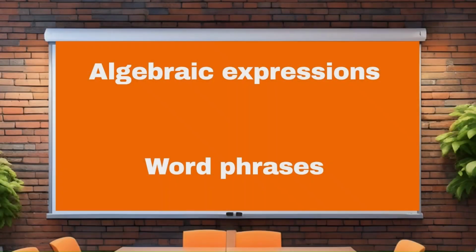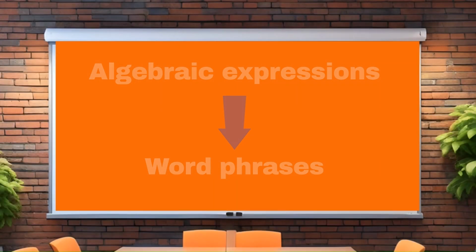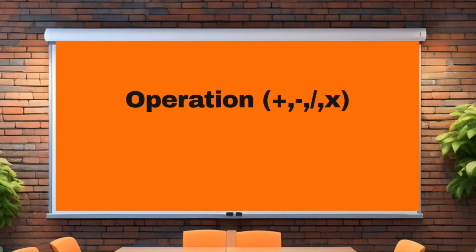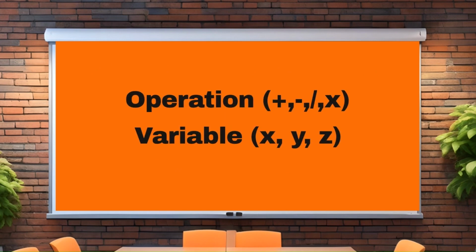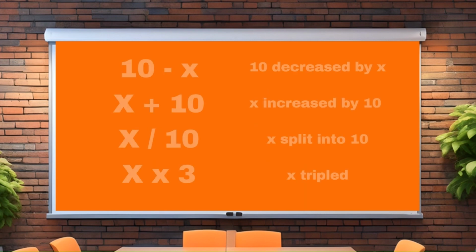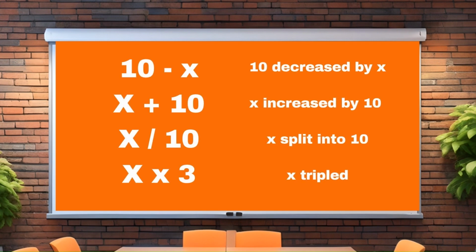Now let's go the other way and turn these simple algebraic expressions into basic word phrases. Again, we need to identify the numbers, operators, and variable, and put them in the correct sequential order when phrasing it into words. For the expression 10 subtract x, we could say something like 10 decreased by x. Here we just substituted the subtract sign with the words decreased by.